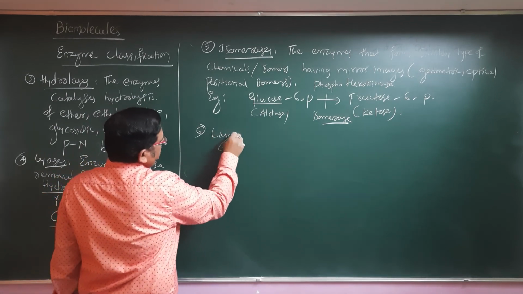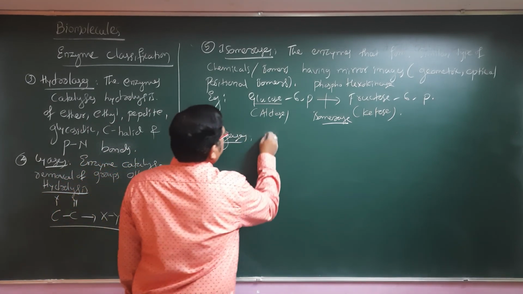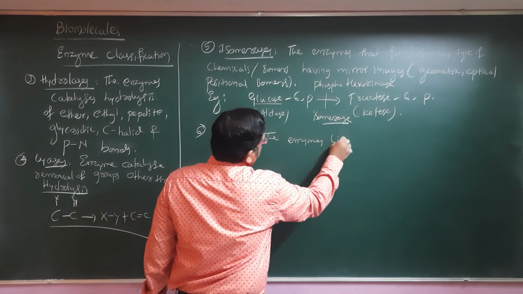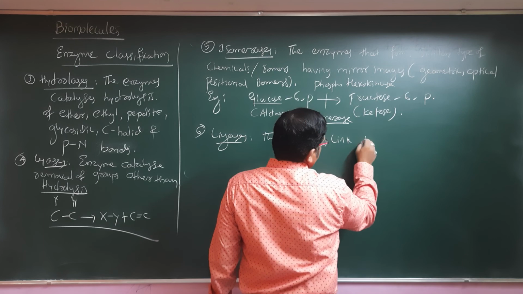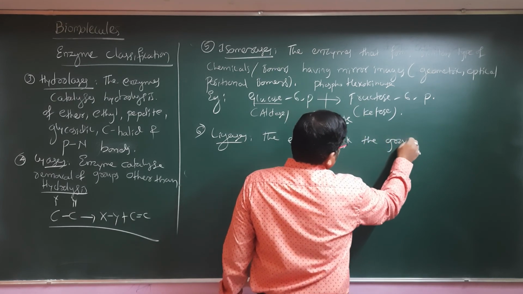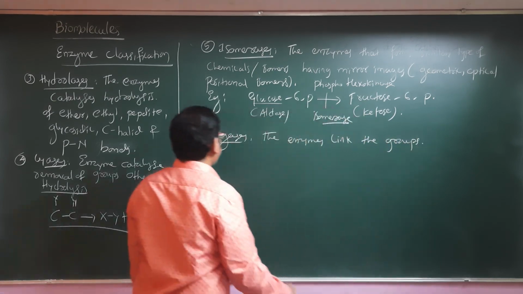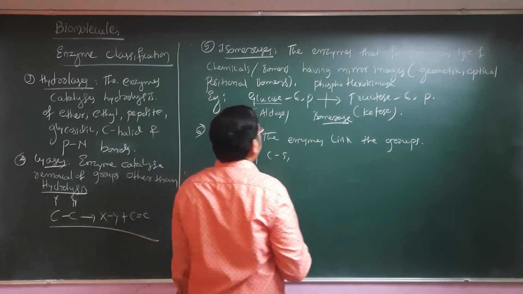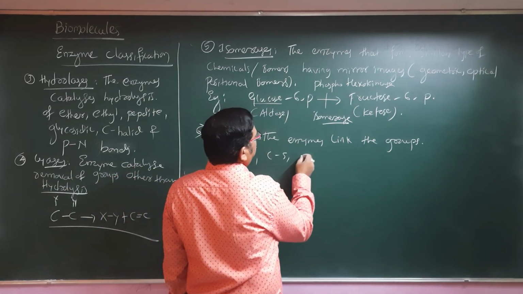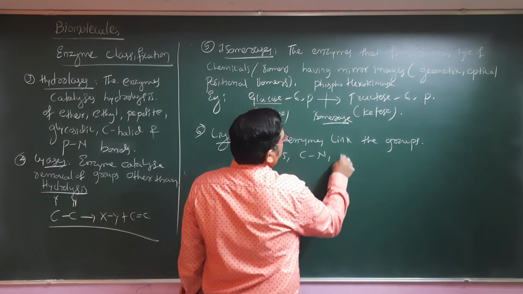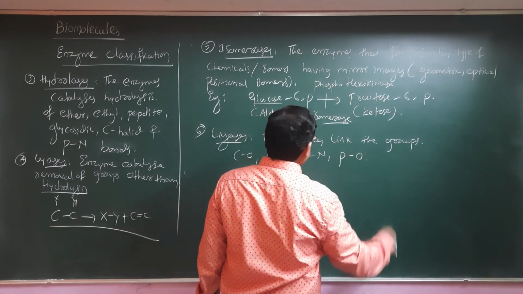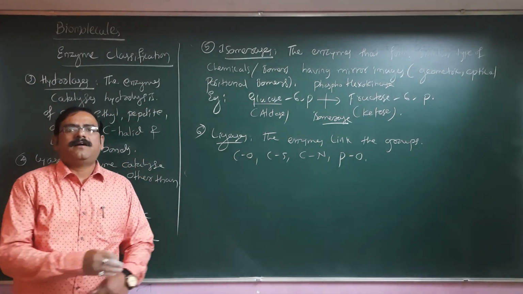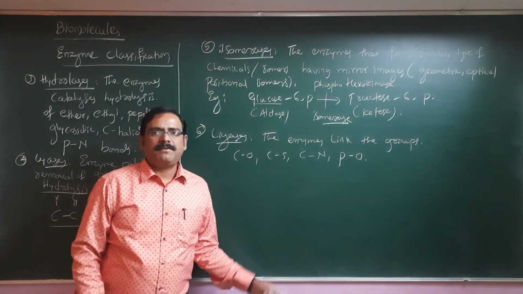Number 6, ligases. The enzymes link the groups: carbon to oxygen, carbon to sulfur, carbon to nitrogen, phosphate to oxygen. So these are ligases, which link different compounds by forming a chemical bond.